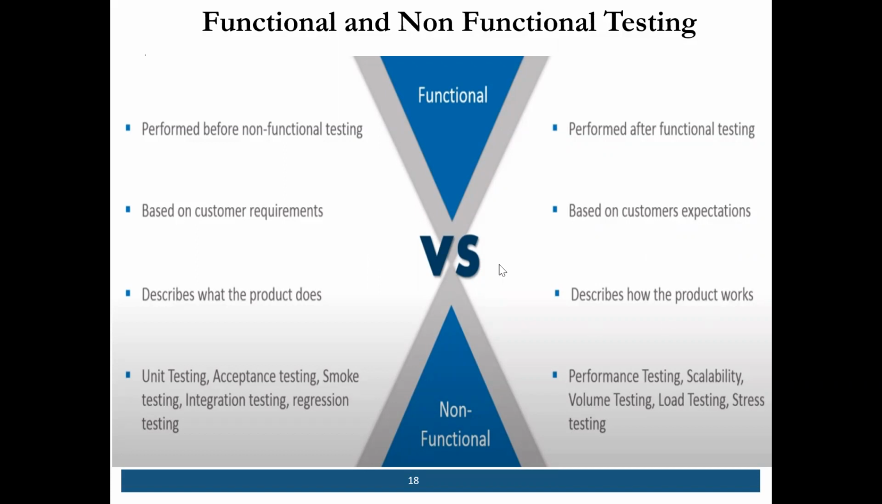In retesting, we just check the defects, like in the initial, after we get the build, we just check if there is any defect. And in regression testing, we check whenever the programmer makes changes in the code, whether those changes will affect the existing functionality or not. That is regression testing, right? I get that regression testing.